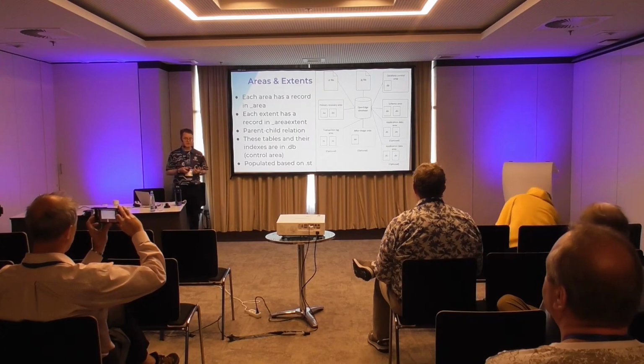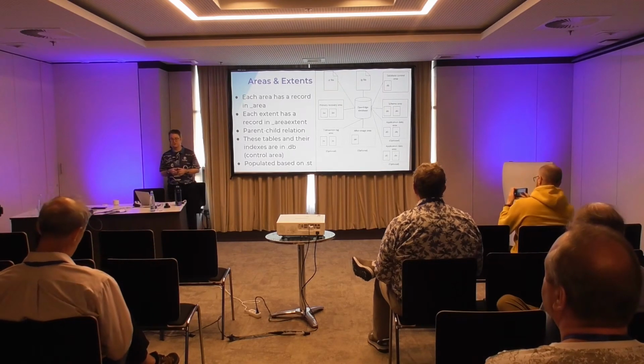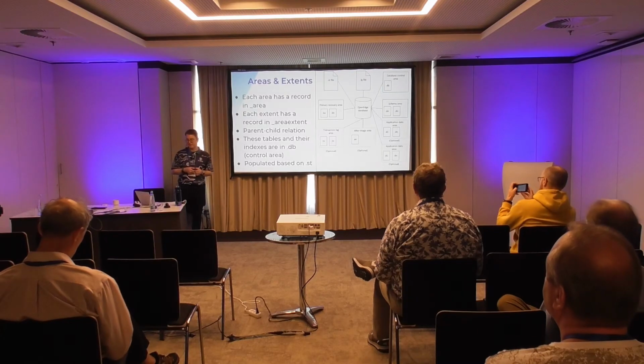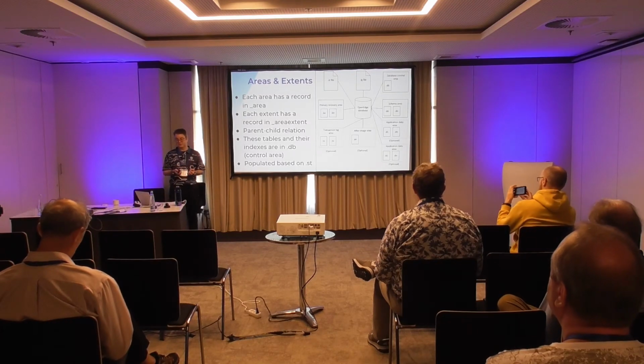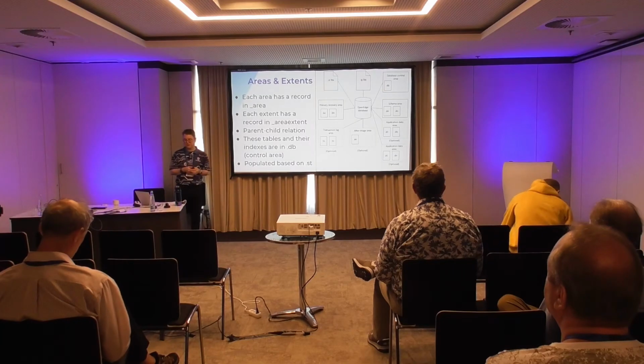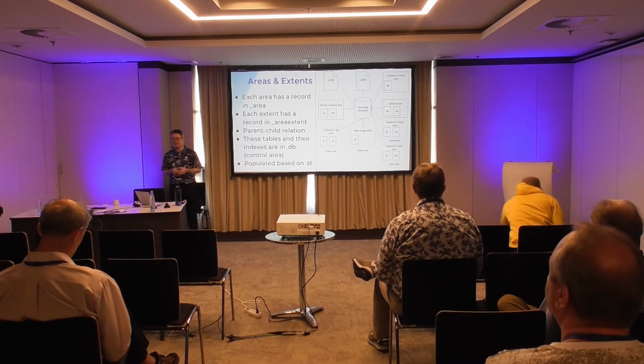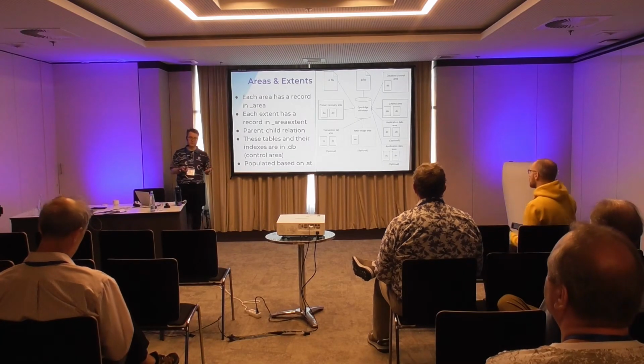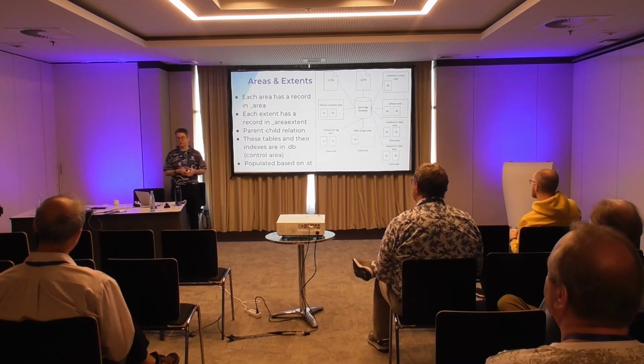The areas and extents are described in a pair of system tables called _area and _area extent. They live in the control area, and there's an obvious parent-child relationship between them. And that data is populated when you create the structure with a prostruct create or when you update it with a prostruct add.